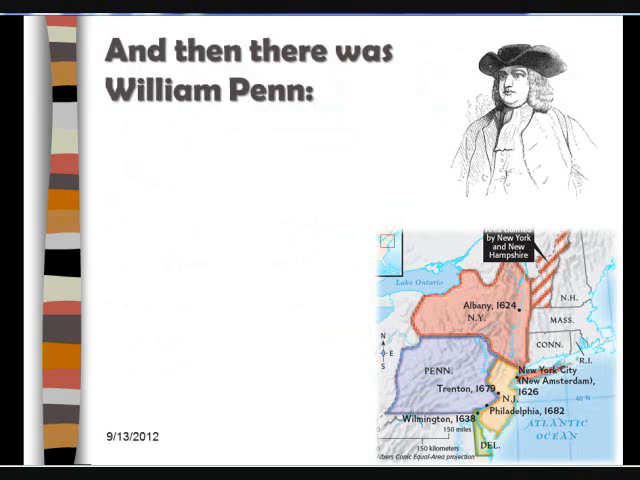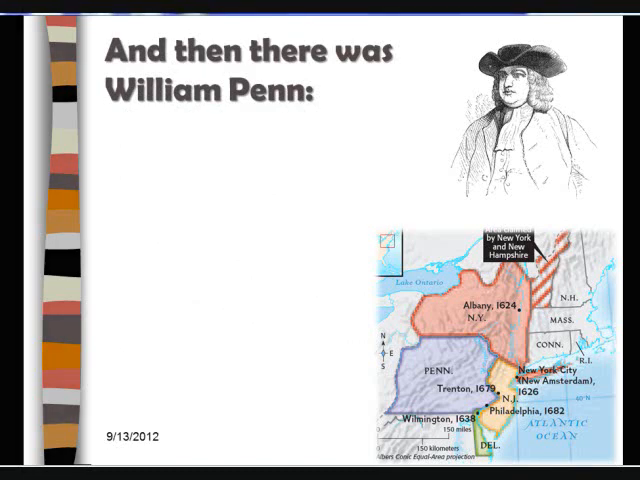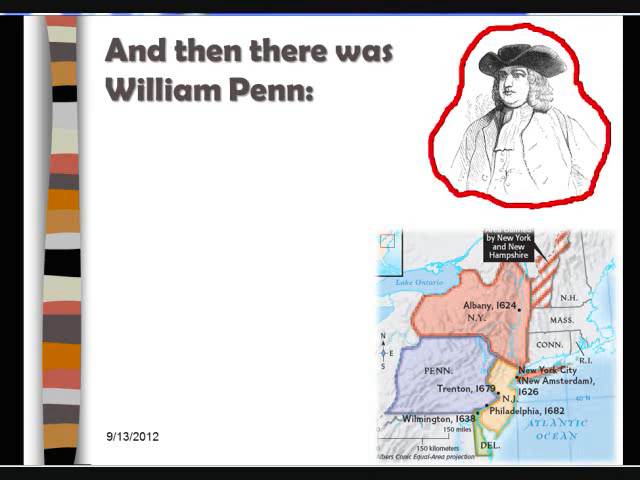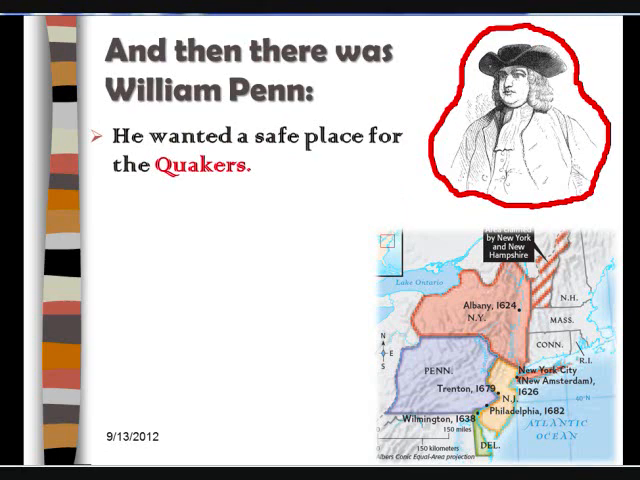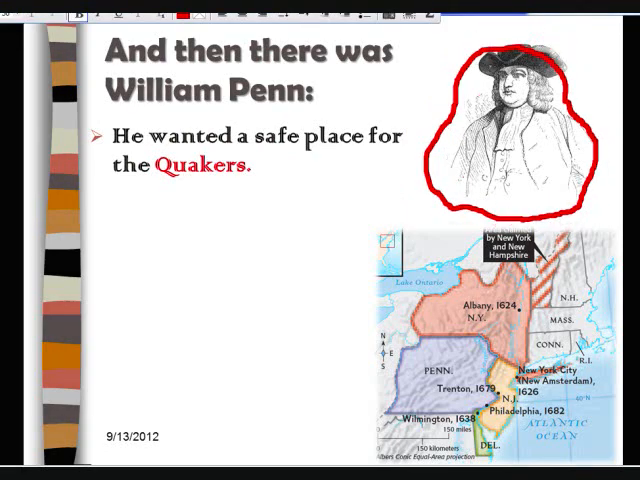And then there was William Penn. William Penn was a little bit of an oddball. Now, if this guy looks familiar, and I hope he does, you've probably seen somebody who looks a lot like this on the Quaker oatmeal box. It's not a coincidence. William Penn wants a safe place for the Quakers.